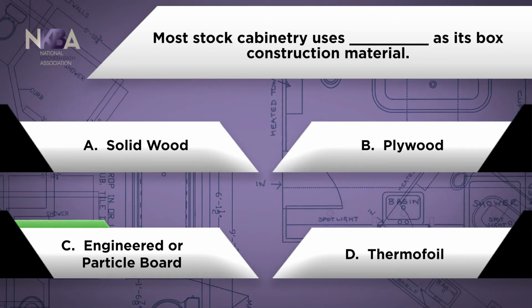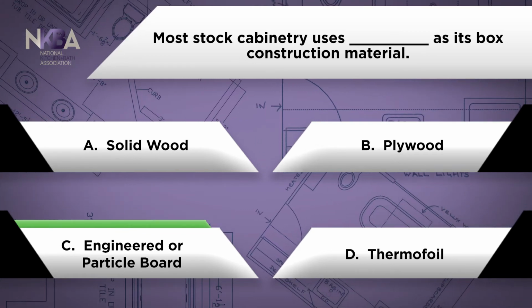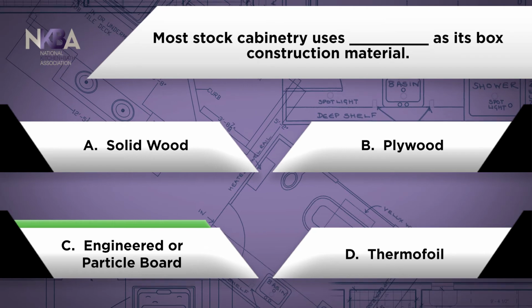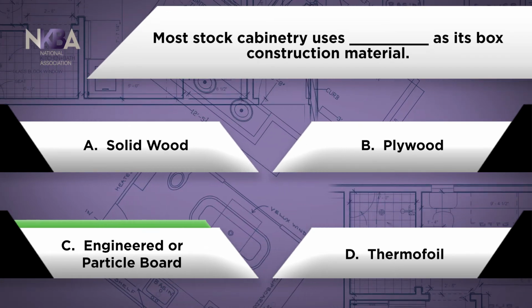The answer is C, engineered or particle board. Currently, most stock cabinets are made with engineered or particle board. Other wood materials are available on semi-custom and custom cabinets.